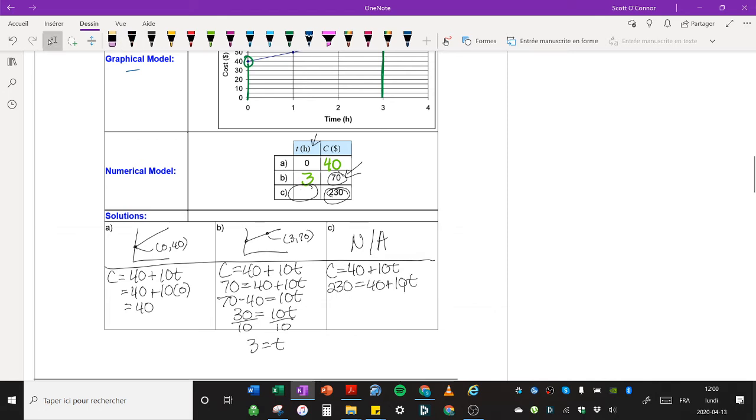So again, I have plus 40 in the way, multiplied by 10 in the way. I get rid of addition and subtraction first, so I'm going to subtract 40 from both sides. I get 230 subtract 40 is equal to 10t. 230 minus 40 gives me 190 is equal to 10t. I divide both sides by 10. 19 is equal to t. I can rent the canoe for 19 hours if I'm spending $230.